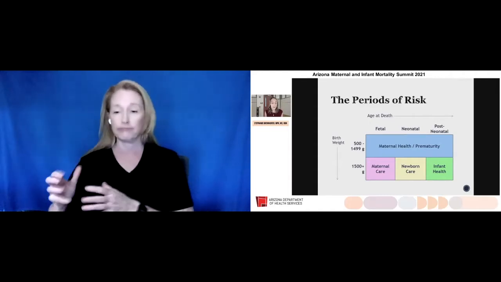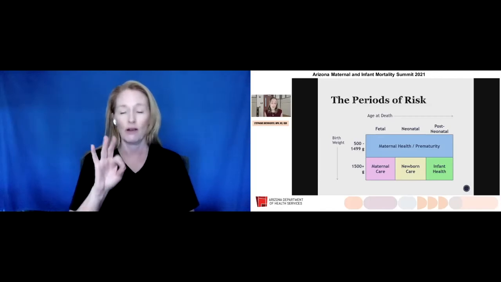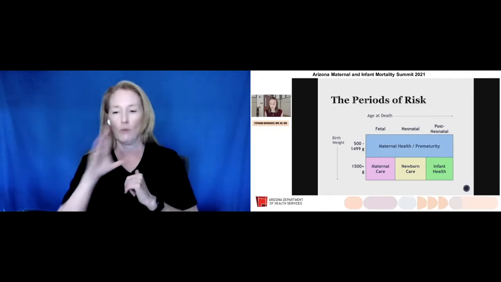So for a fetus, it would be maternal care. In the neonatal period, it would be newborn care. And then in the post-neonatal age, it would be infant health.